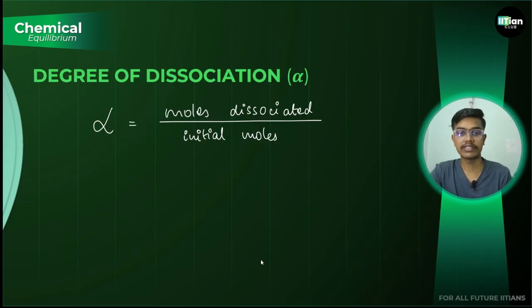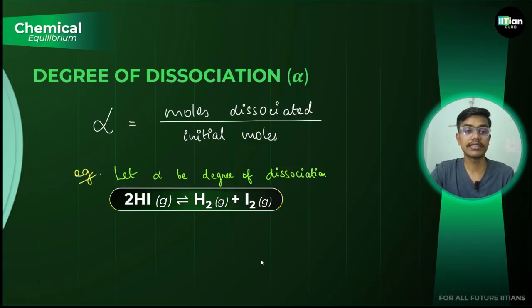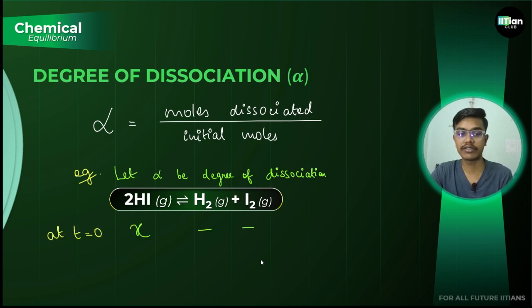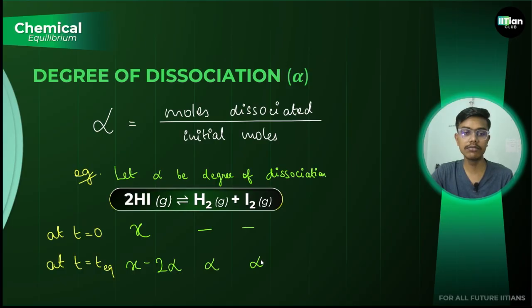Moving on, we have degree of dissociation. Degree of dissociation is defined as moles dissociated divided by the initial moles. You can apply this in the following example. Let's say the reaction 2HI in equilibrium with H2 and I2 has a degree of dissociation alpha. At T equal to 0, that is initially, let's say x moles of HI is present, and as time passes and we reach equilibrium, at time T equilibrium, we have moles of HI given by x minus 2 alpha. 2 is the stoichiometric coefficient of HI.